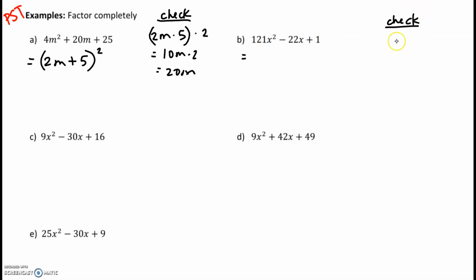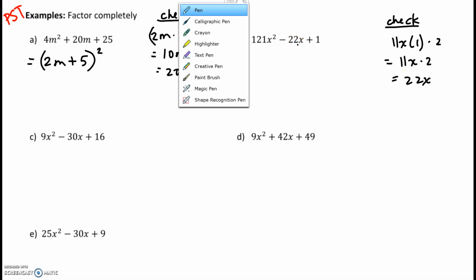So 121x squared, the square root of it is 11x. That has to be multiplied by the square root of 1, and the square root of 1 is going to be 1. And then we take that answer and times it by 2. I keep putting that times symbol, I'm going to change it to a dot. There we go. So 11 times 1 is 11x, times 2 is 22x. And then we check, they match. So we know it's a perfect square trinomial.